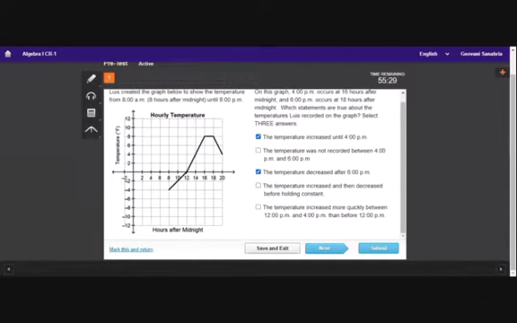The temperature increased more quickly between 12 p.m. and 4 p.m. than before 12. Yeah, p.m., that's right. From 12 to 16, yeah, there's a huge jump. Another way you can think of that is the 12 to 16 is really steep, and then before 12 it's less steep. It's still an increase, but it's slanted less.